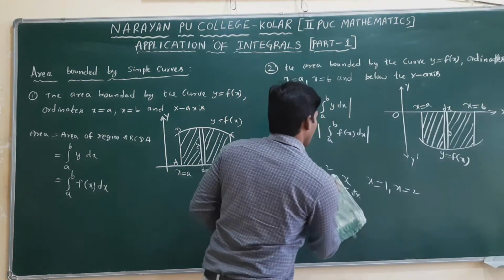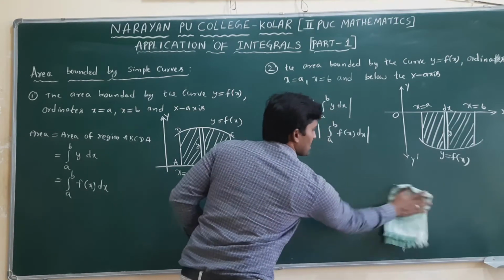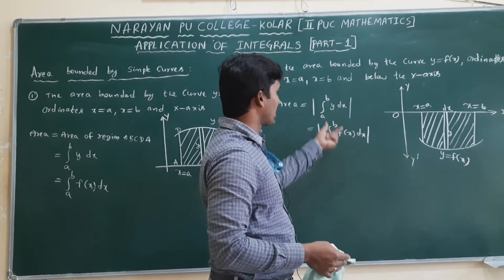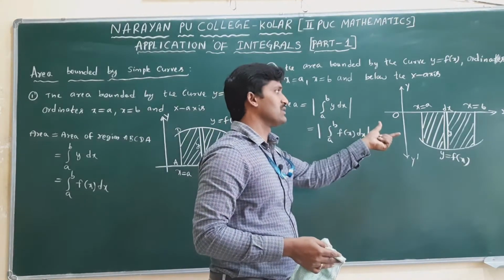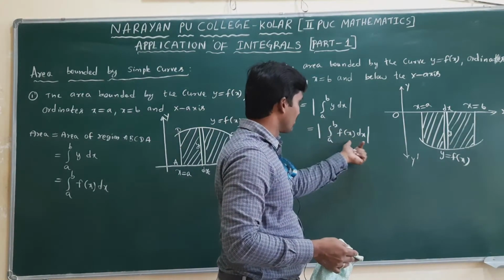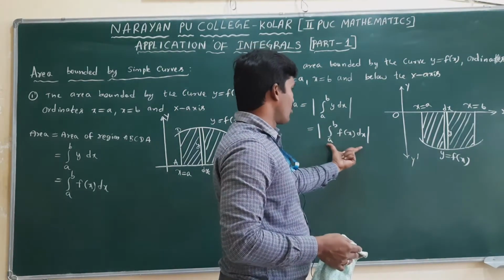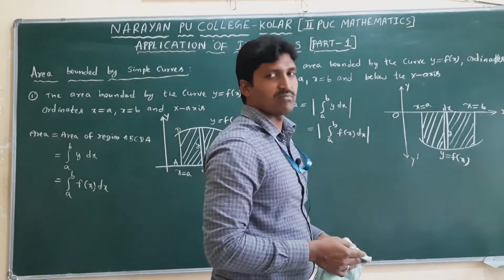So this is for when the area is above the x-axis and below the x-axis. When the region is below the x-axis, we need to take the modulus for that region. This value will always come negative because the region is below the x-axis. While taking the modulus, it will become positive.